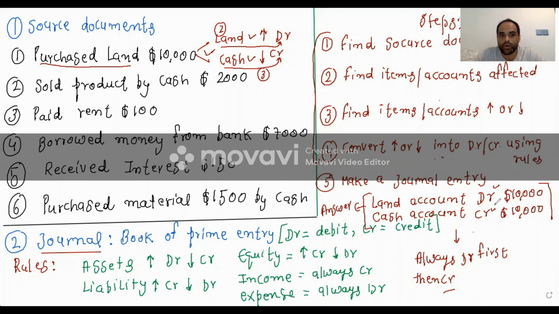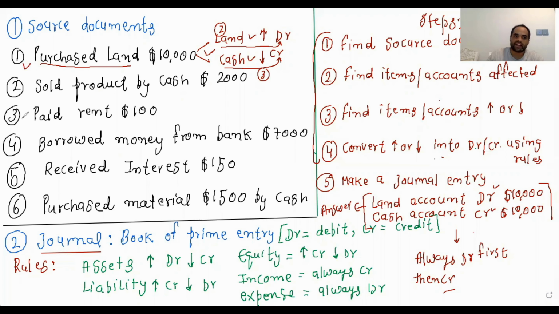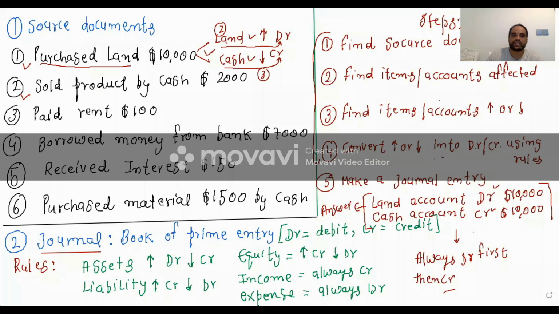This is your journal. That's it. So you have to do all the source documents. This one is finished. Now let me explain the second, and then 3, 4, 5, and 6 you will do by yourself. All right. So let me explain the second. Now listen to me carefully.